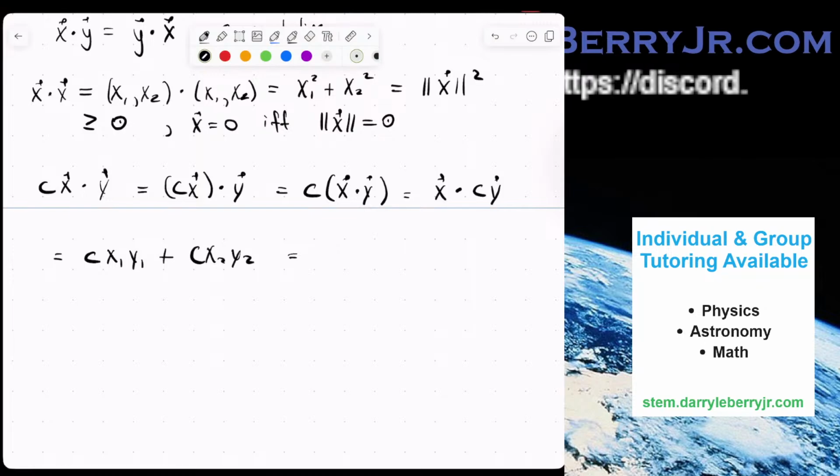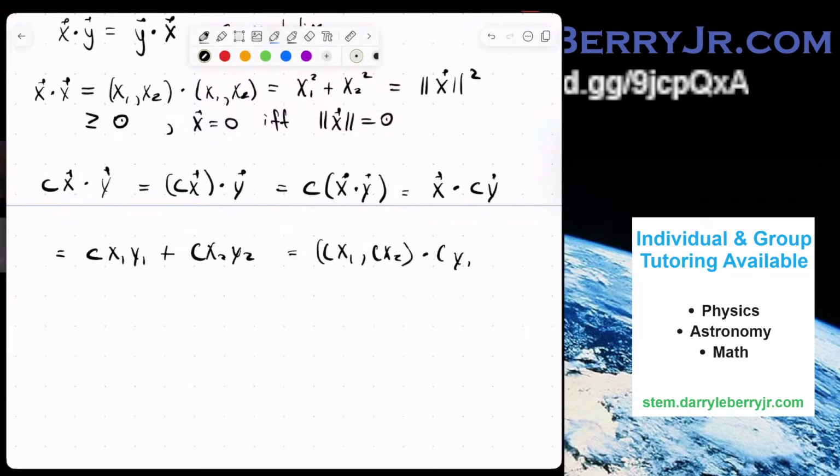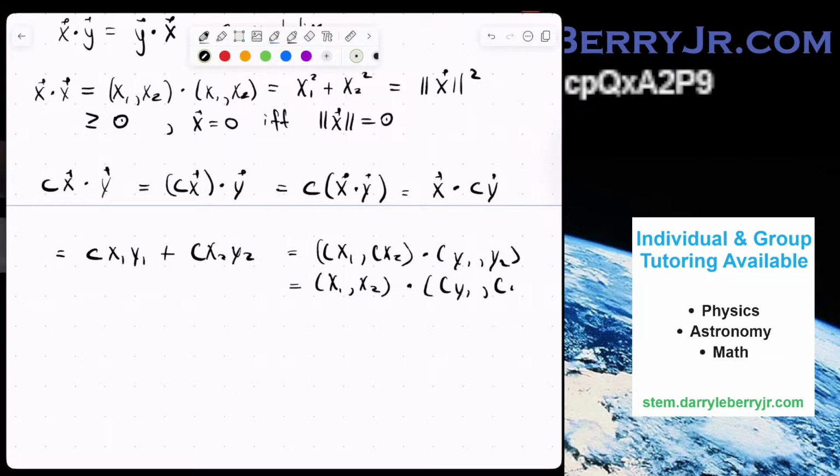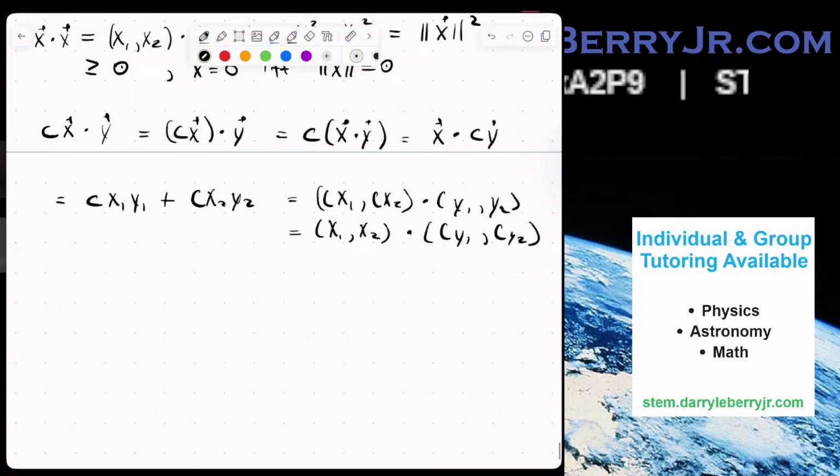You can say either c x1, c x2 dot y1, y2, or you can say x1, x2 dot c y1, c y2. By the way, and this is actually my favorite.